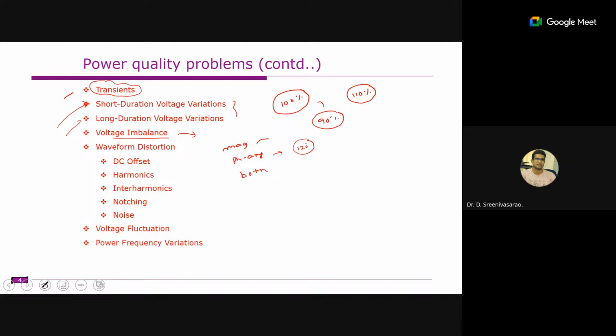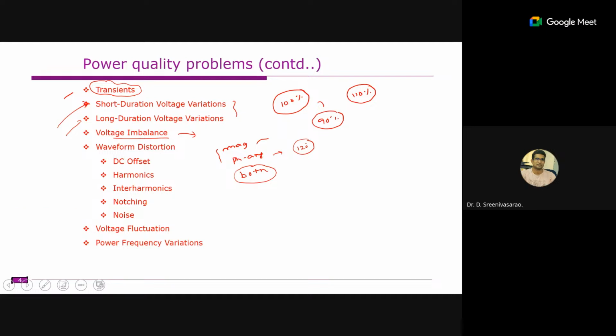But due to some reasons, we will not maintain this 120 degrees. In the other case, we have both magnitude unbalance and phase angle unbalance, so that consists of both things. So this is about the voltage imbalance or unbalance. Next one is waveform distortions.